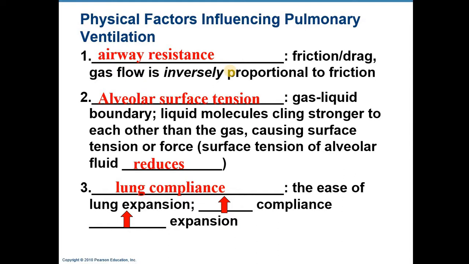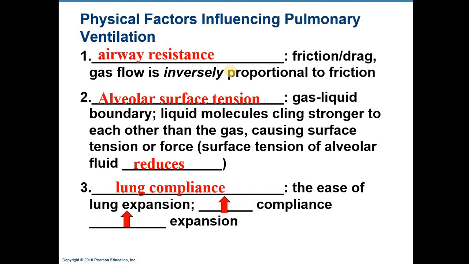Alveolar surface tension, of course, can cause a problem with the movement of air, and that's dealing with your surfactant. If you have less surfactant, that means your alveoli can collapse, and you have less oxygen being given away. As well as lung compliance, the ease or the expansion of your lungs. If you have increased compliance, increased expansion. If you have decreased compliance with the lungs not being able to expand, of course, that's decreased expansion. So all of these are factors that can influence the movement of air.